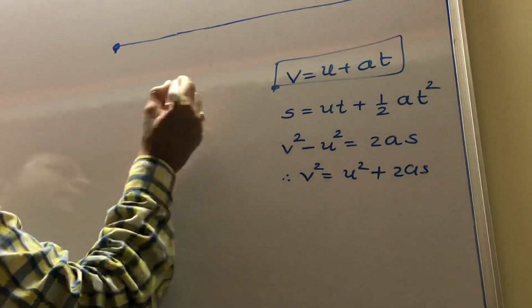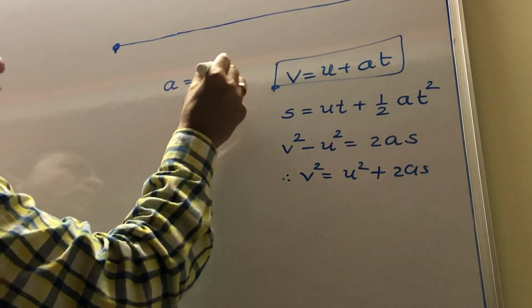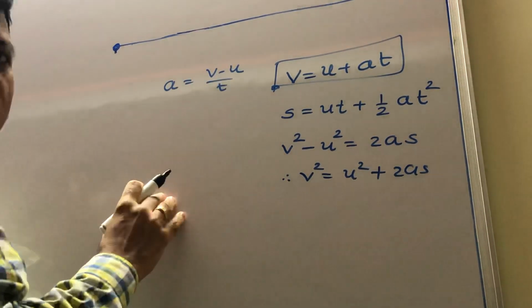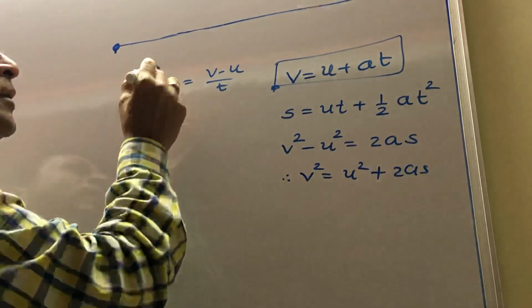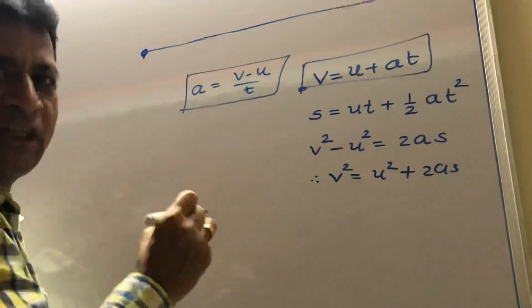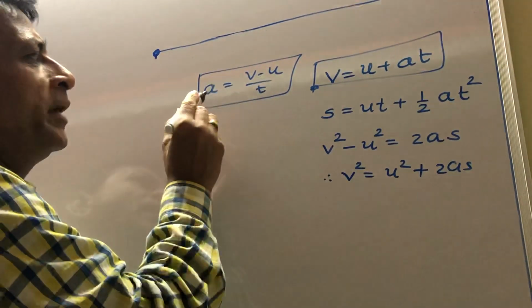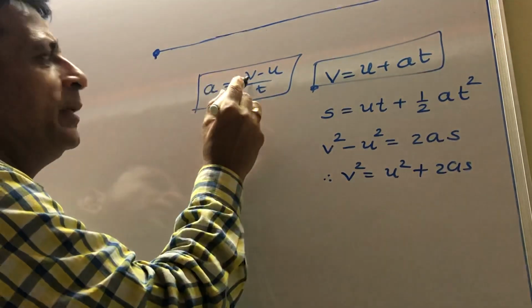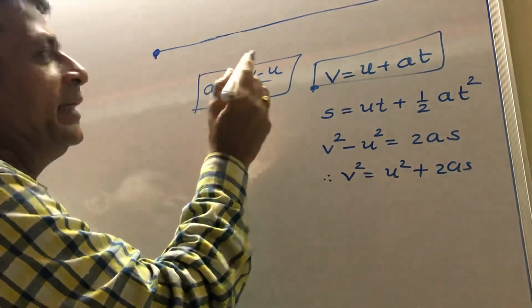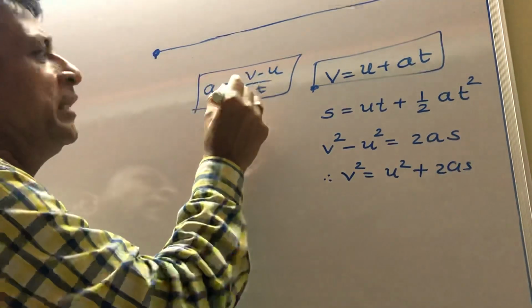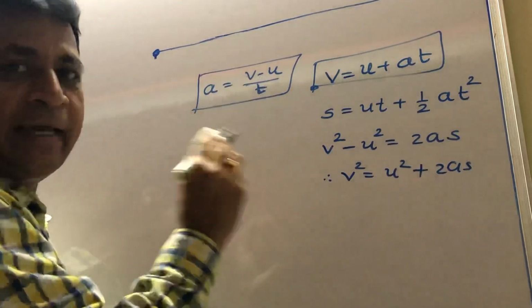The first equation, v = u + at, is very easy. From this equation, a = (v − u)/t. This is the most important formula for acceleration. a means acceleration, v means final velocity, u means initial velocity, upon t, that is time.